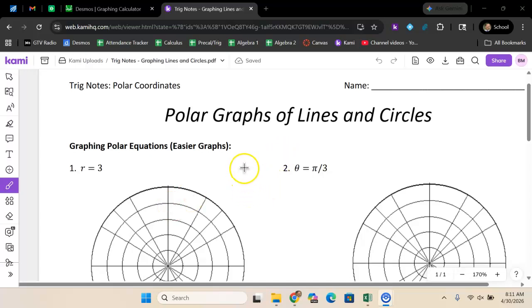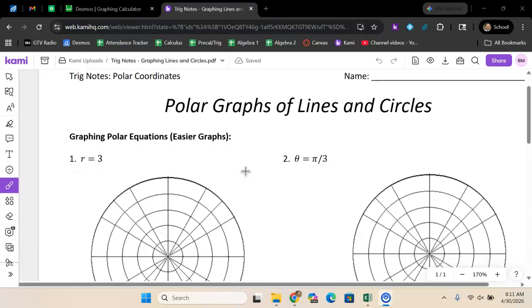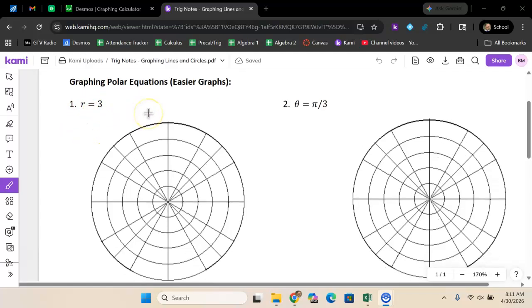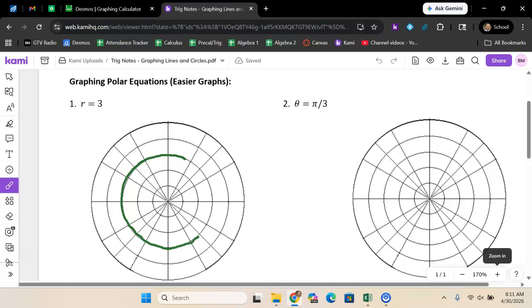Okay, so this video is the introduction to some polar graphs that we are going to do. These should be pretty easy. The first one is if you just have r equals a number, that is going to just be a circle that is on that ring. So I'm going to go to the third ring, and I'm just going to make a circle all the way around that ring, and that is anytime that you have r equals a number.